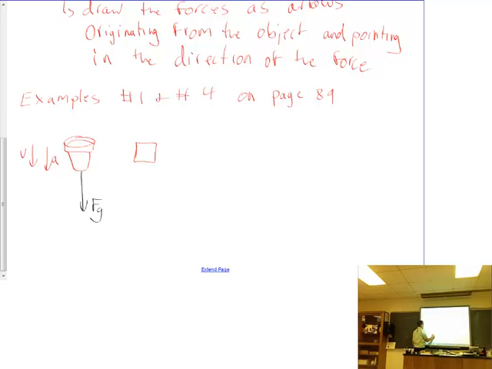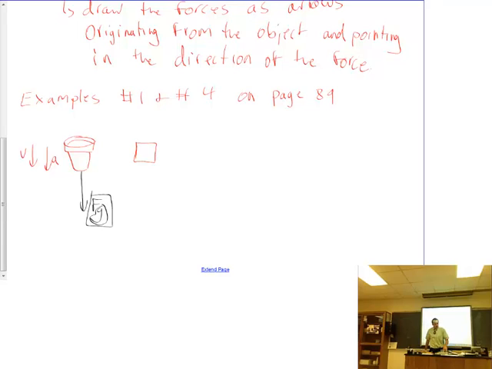Okay. This is Fg. This is my object. The only force being applied to it is the force due to gravity. You'll notice when I label that, this little subscript is actually telling me what agent is applying the force. So F sub g tells me the force of gravity is acting on this object. So I know what agent is exerting the force.